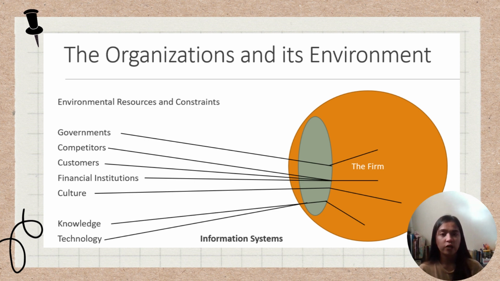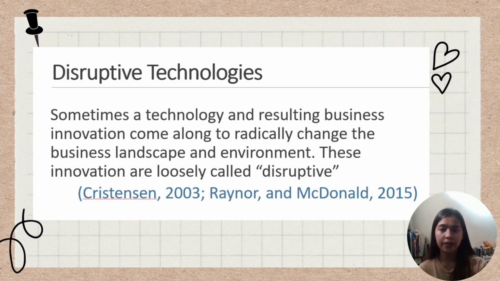So in this slide, we have the organizations and their environment. We have government, competitors, customers, financial institutions, culture, and last is knowledge and technology. Then this circle represents the firm or organization. So IT plays a critical role in helping organizations perceive environmental change and also in helping organizations act on their environment. So we have here the disruptive technologies in this slide, or they also call it riding the wave.